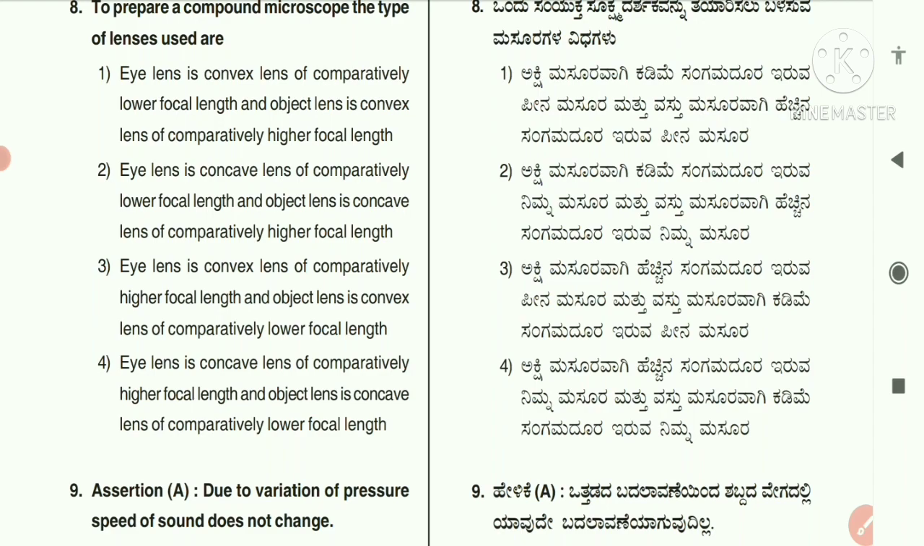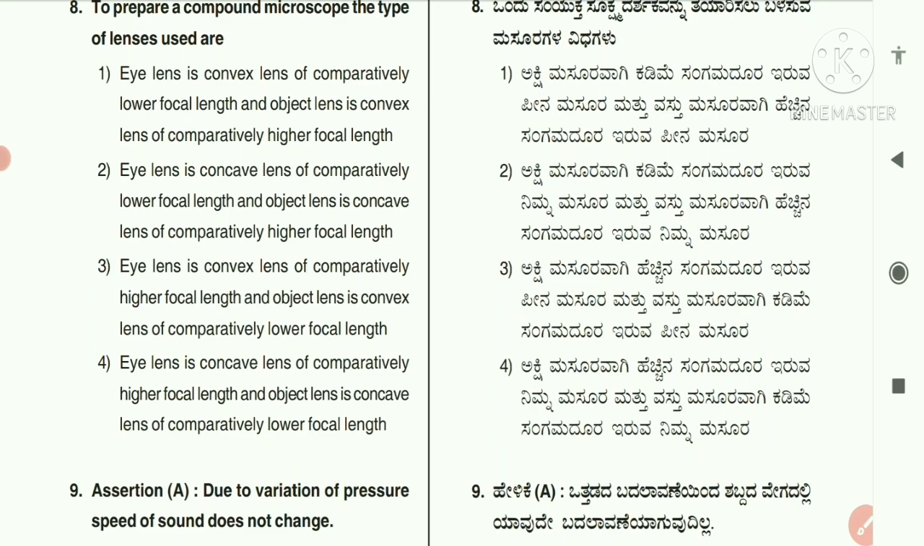Next, option 2: eye lens is a concave lens of comparatively lower focal length and object lens is a concave lens of comparatively higher focal length. Option 3: eye lens is a convex lens of comparatively higher focal length and object lens is a convex lens of comparatively lower focal length. Option 4: eye lens is a concave lens of comparatively higher focal length and object lens is a concave lens of comparatively lower focal length.